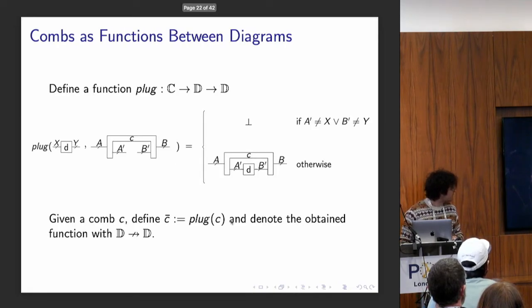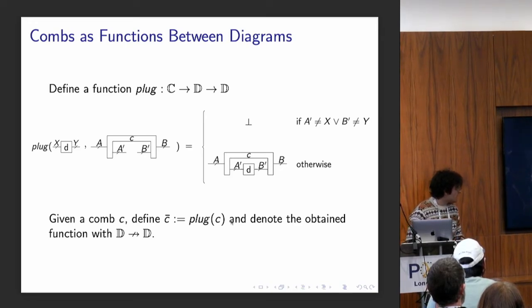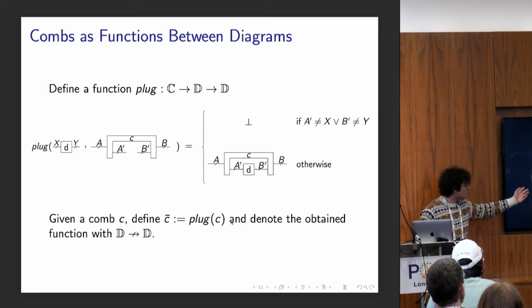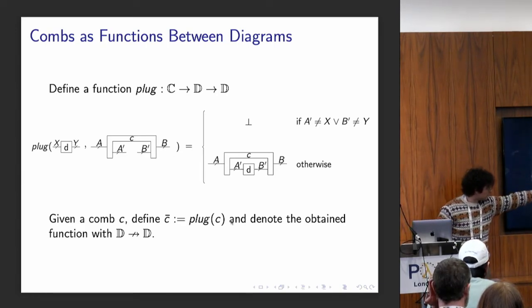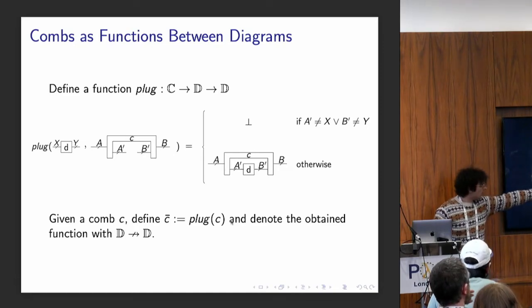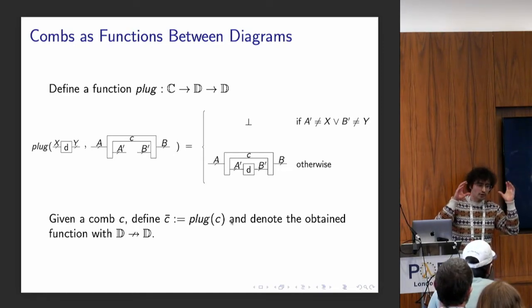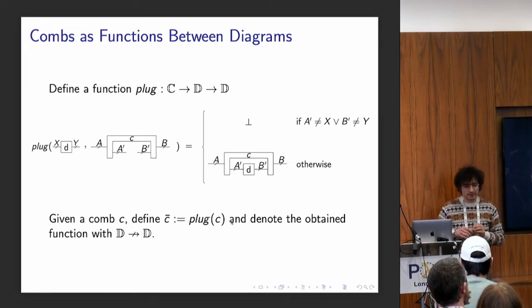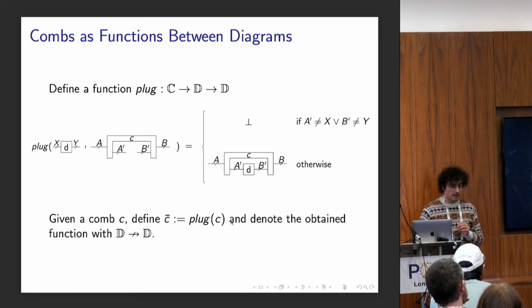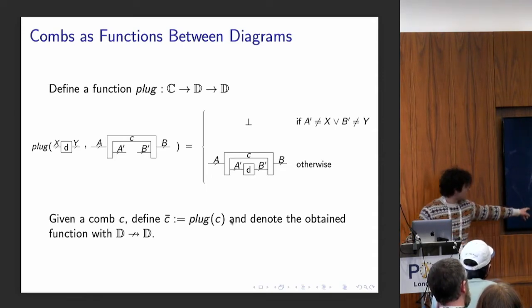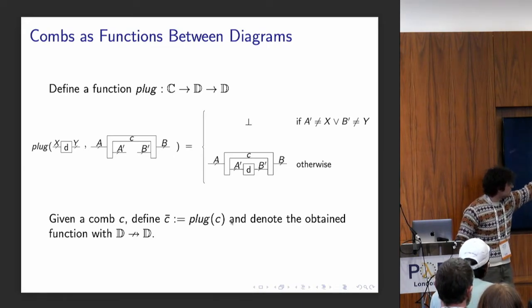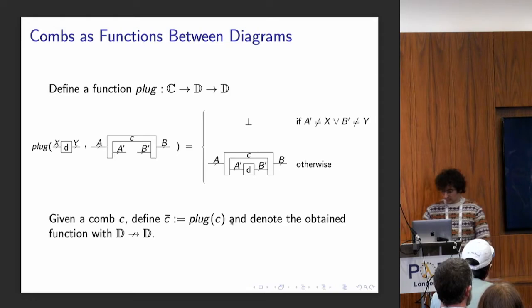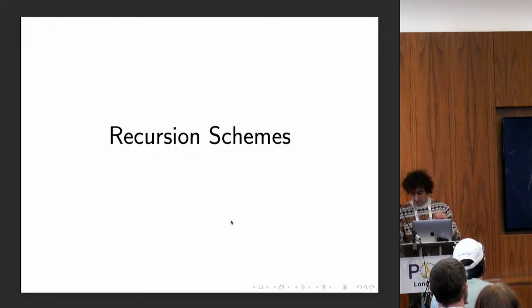Okay. So we have these combs, and I said we can look at them as functions between diagrams, and it's pretty easy. We define this plug, which takes in a comb and a diagram. I've reversed this here, but you plug the diagram inside the comb. If it composes, you're fine. You get back your box. If it doesn't, you say bottom, and that's it. Yeah, makes sense. Okay. I use this notation, C bar, to mean the function between diagrams that you can get from a comb. Okay, that's one bit over.